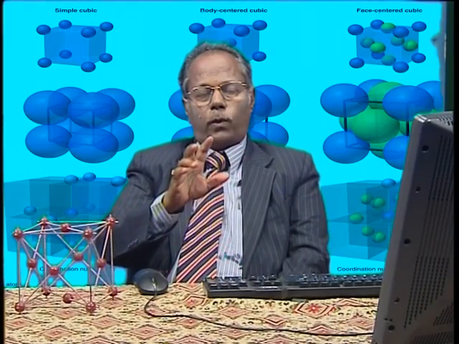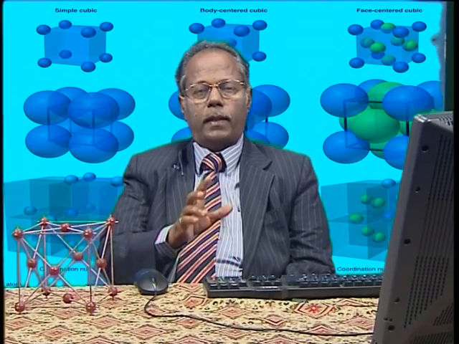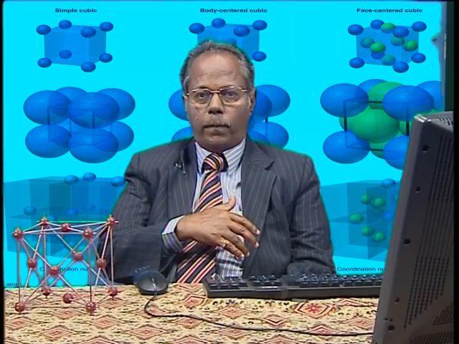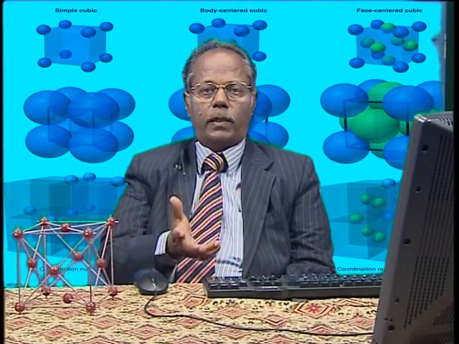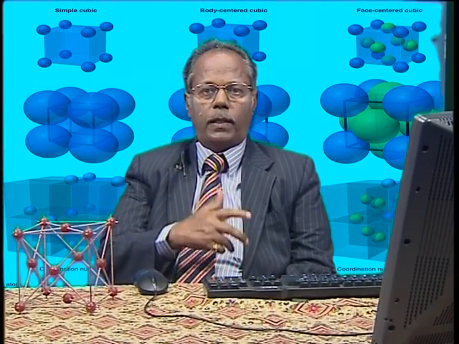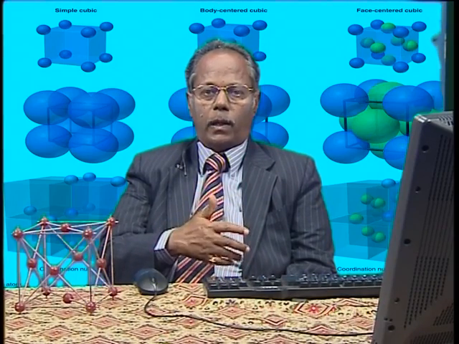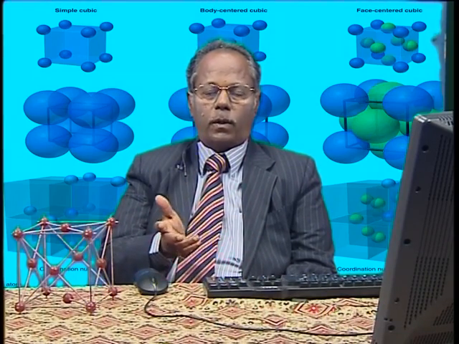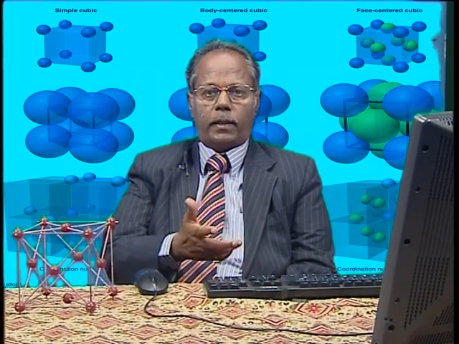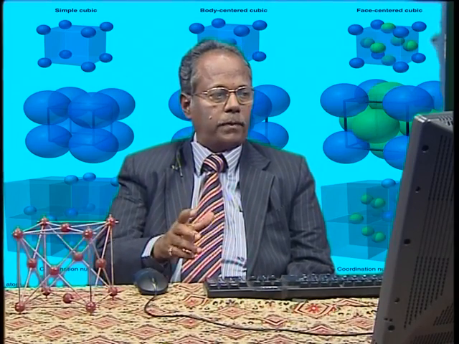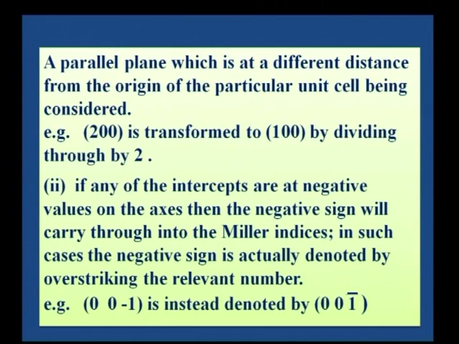Now, so far we have been talking about planes intersecting in the positive direction from the origin, at 1 times a or 2 times a or 3 times a and so on. Supposing it makes an intersection along the negative x axis or negative y or negative z. In such a case, what should be done is, if any of the intercepts are at negative values on the axis, then the negative sign will be carried through into the Miller indices.